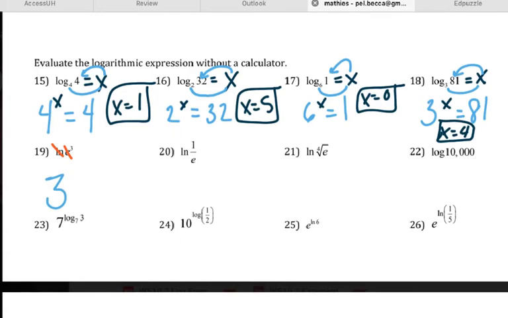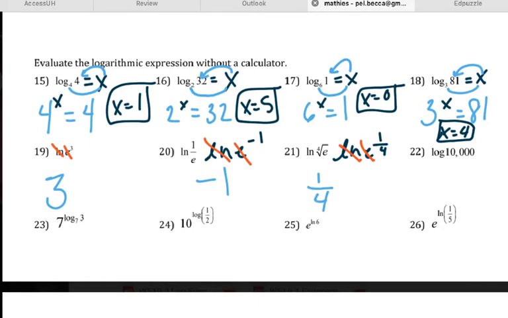I'm going to rewrite this as ln e to the negative 1 because 1 over e is really saying e to the negative 1. Now, ln and e will cancel, leaving you with the number negative 1. I'm going to rewrite 21, ln e to the 1/4. Square root of 4 is the same as 1/4. ln and e will cancel, leaving you with a 4th.